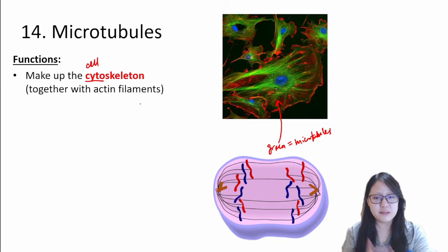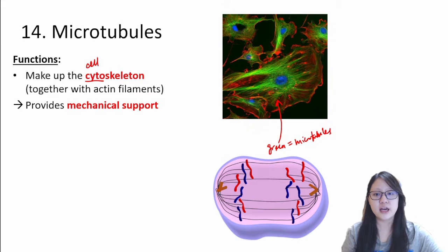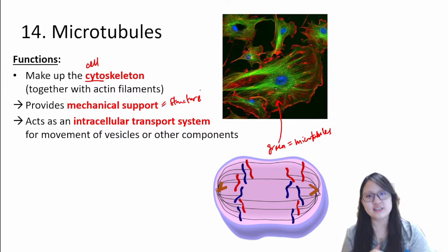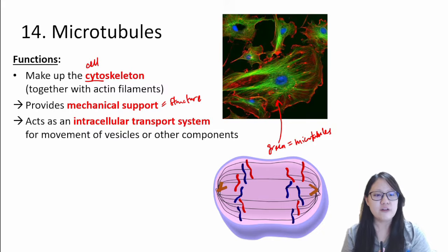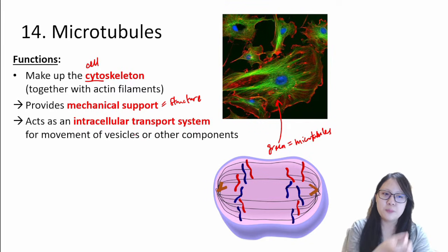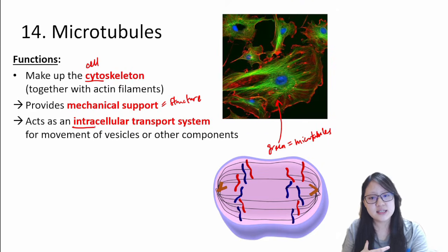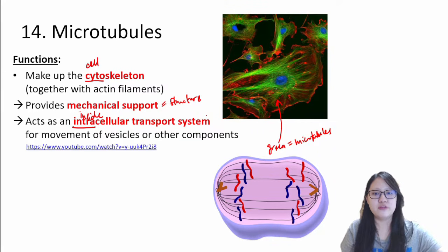However, the point is this: they make up the cytoskeleton, so this provides mechanical support, and other than structure, it also acts as an intracellular transport system. What do we mean by that? Think of train tracks. How do components or vesicles know where to go, which pathway to take? So the cytoskeleton here, made of microtubules, acts as an intracellular, so inside the cell, transport system in order to aid movement.